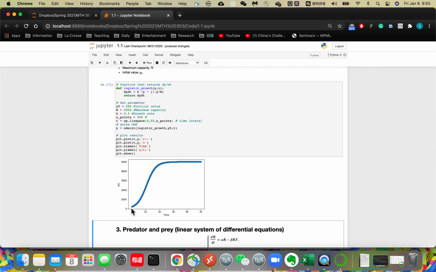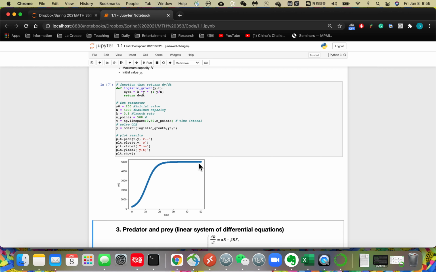You start from 200, you keep growing. At first, it is very much like exponential growth. But now what's going on? You keep growing until you almost hit 5,000, and the whole thing becomes almost not changing. The same reason we analyzed it before. Therefore, this one stopped at 5,000 and never hit it. So you can see 5,000 is actually a horizontal asymptote.